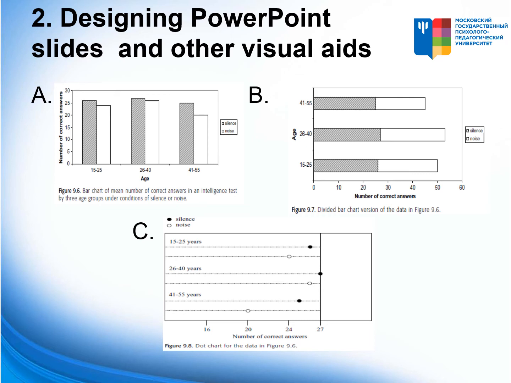First, you draw their attention to a building. Figures A, B, and C show the mean number of correct answers in an intelligence test under conditions of noise and silence by 3 age groups.